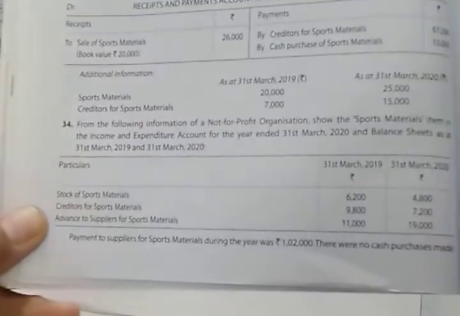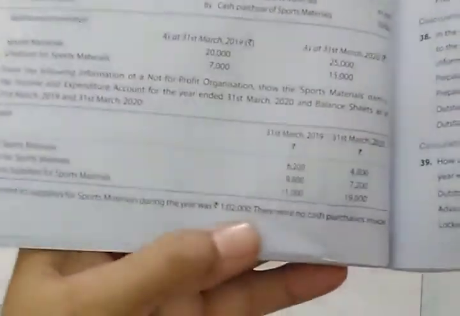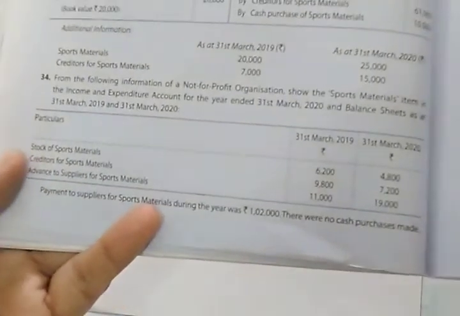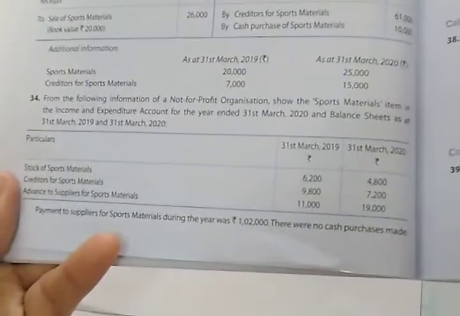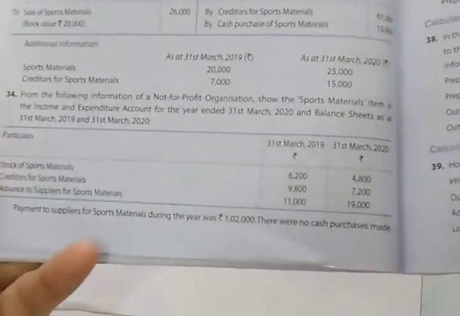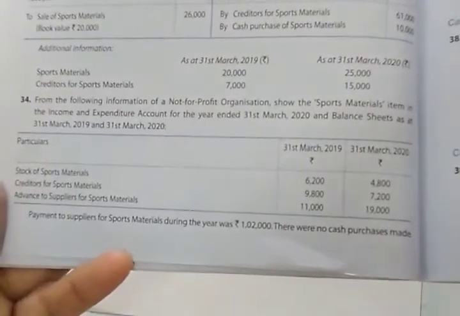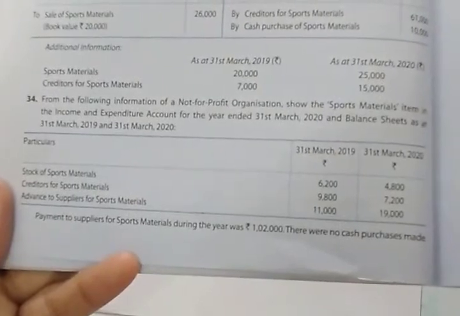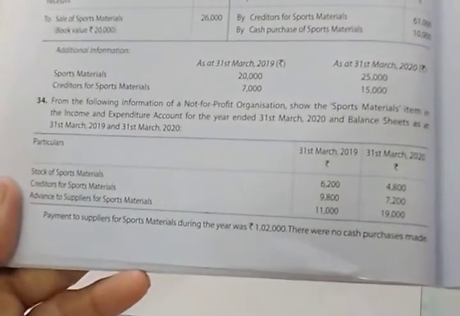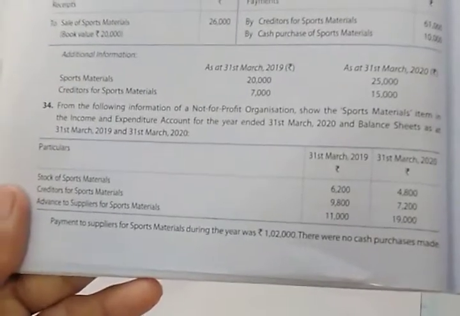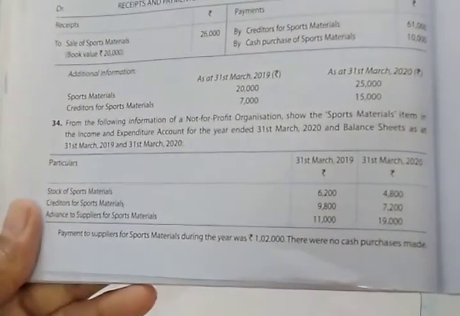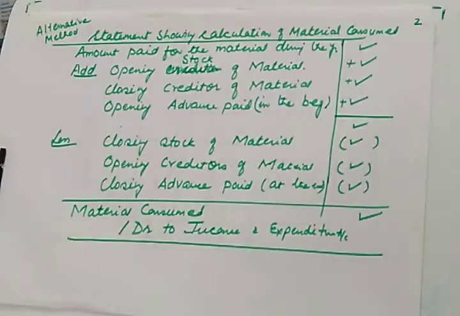So what is given to us? Stock of sports material, opening stock as well as closing stock. Both stocks are given to you. Opening is 6200 and closing is 4800. Creditors for sports material 9800 and 7200. Advance to supplier. So two balances of advance are given to us, 11,000 and 19,000. Then payment to supplier for sports material during the year is 1,02,000. There were no cash purchases. So it is clearly mentioned that cash purchases are not given to us. So we'll be doing this particular question with the help of ledgers. So let us start making ledgers.